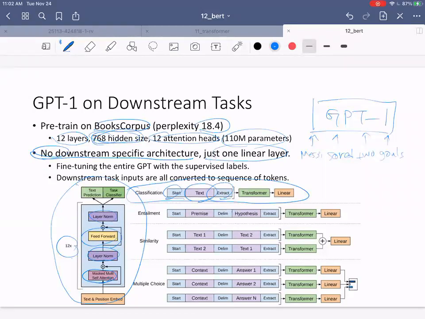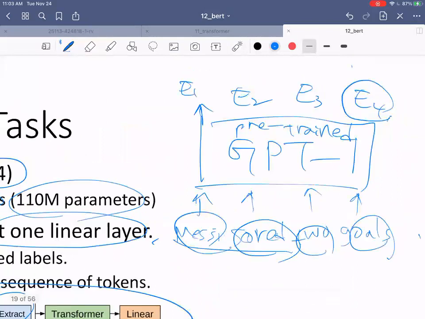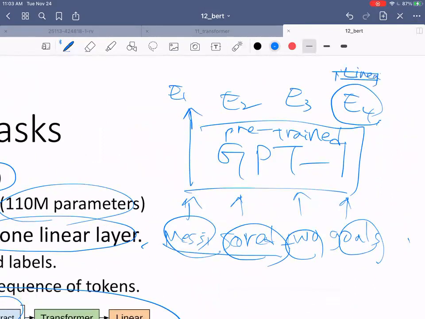I'm assuming that GPT-1 is already pre-trained on the forward language model. So this is already a pre-trained GPT-1. And then at test time, what you want to do is classify text into several categories. So this is your text, Messi scored two goals. Of course, there should be start and end tokens. And GPT-1 would output the same number of tokens, so there is embedding one, embedding two, embedding three, embedding four. What the authors of GPT-1 did is they took E4, the last contextualized word embedding, and put a simple linear layer on top of this, and then classify this into sports, IT, politics, something like that.